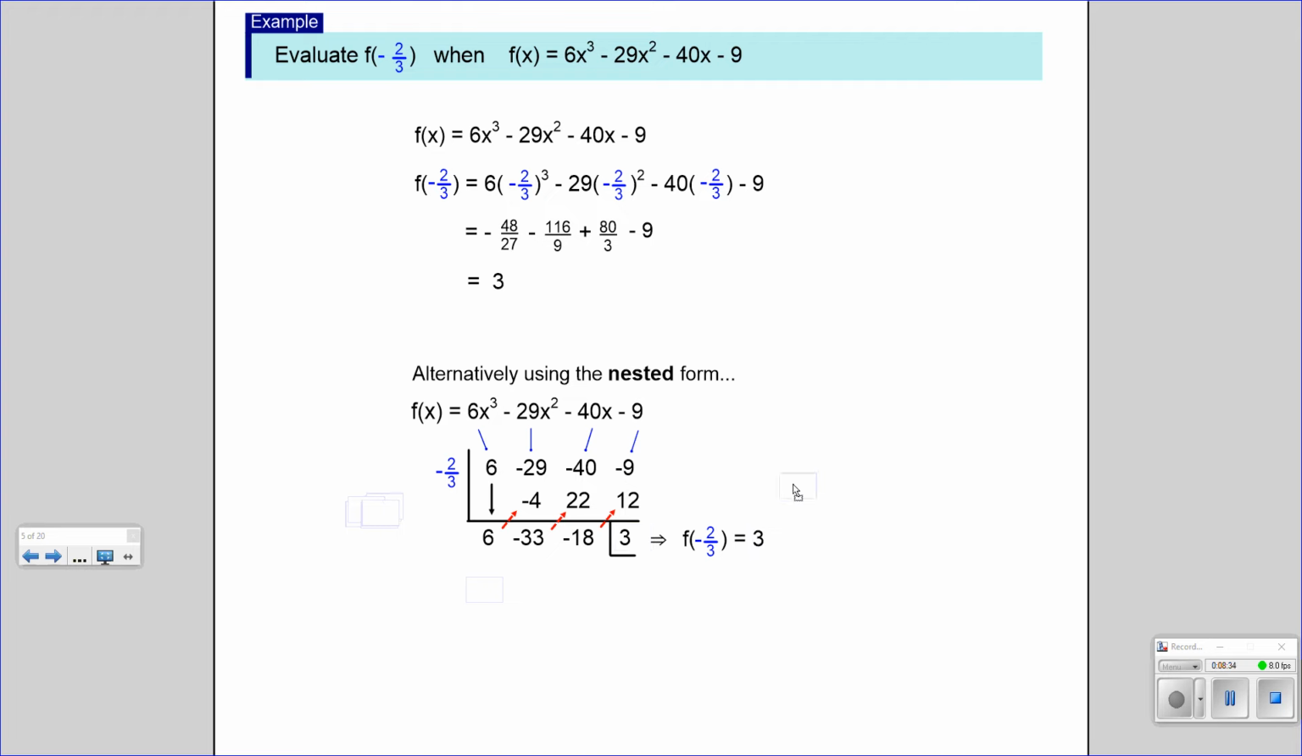So the answer for this function, when we evaluate it after putting minus 2/3 into it, gives us an answer of 3. So we've got the method that you're probably more familiar with, and we've got this new method called the nested form, which I think makes ones like this more manageable.